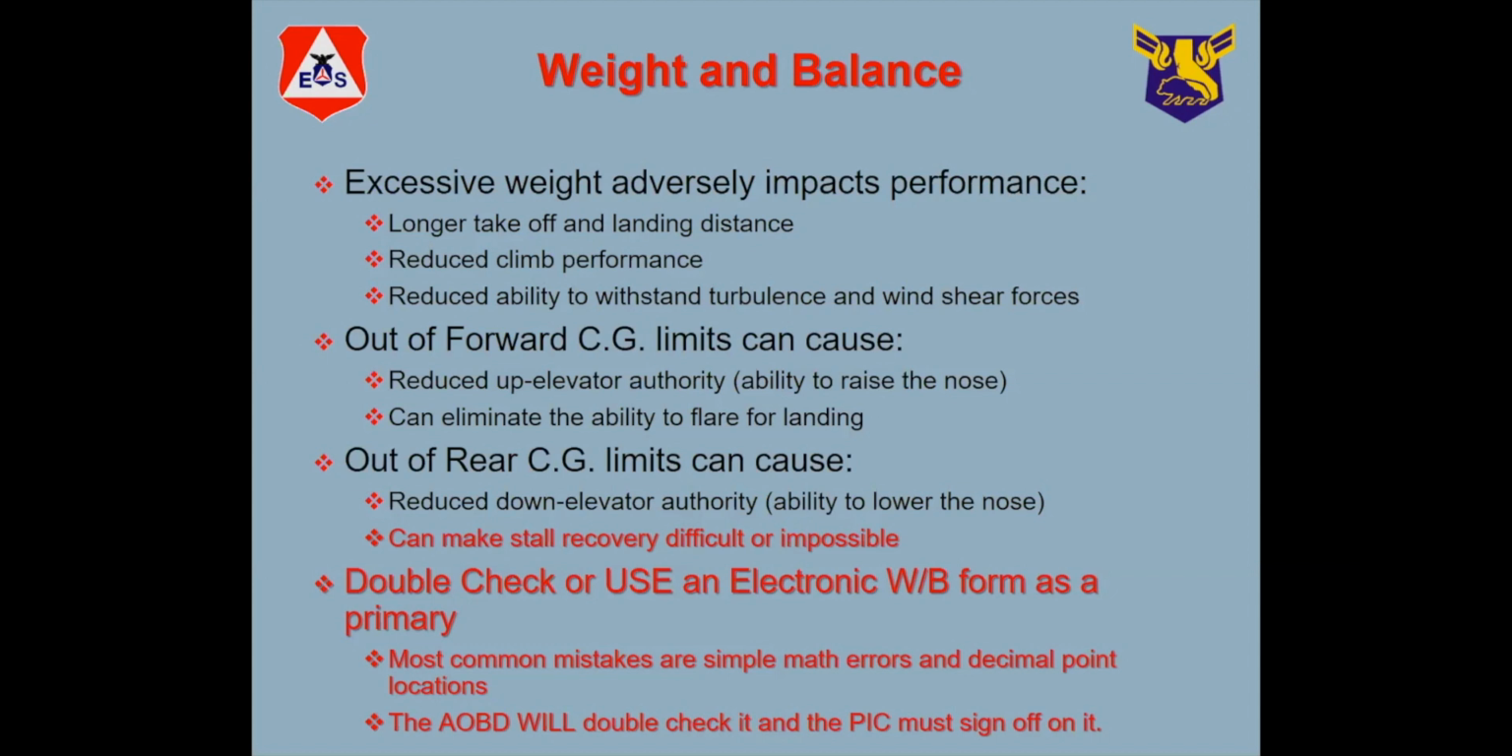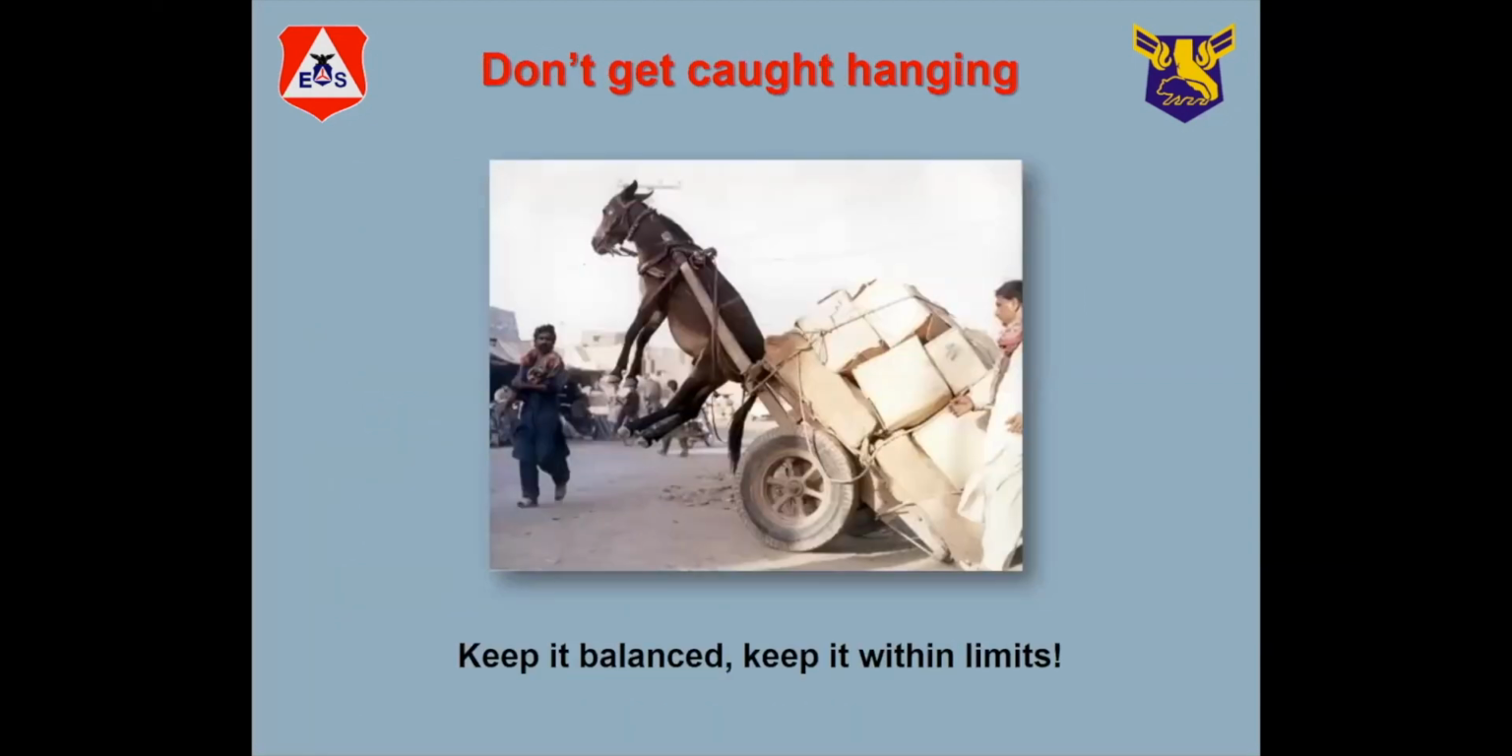Down at the bottom of this list, you'll see the term AOBD. The AOBD is the Air Operations Branch Director, who is in charge of all air operations. They're responsible to double check that, and before a mission is launched, the AOBD will talk with the pilot in command, possibly the observer, and make sure that all the things are in parameters, and they will sign off on that before the mission can be launched. Okay, so that'll keep this from happening.